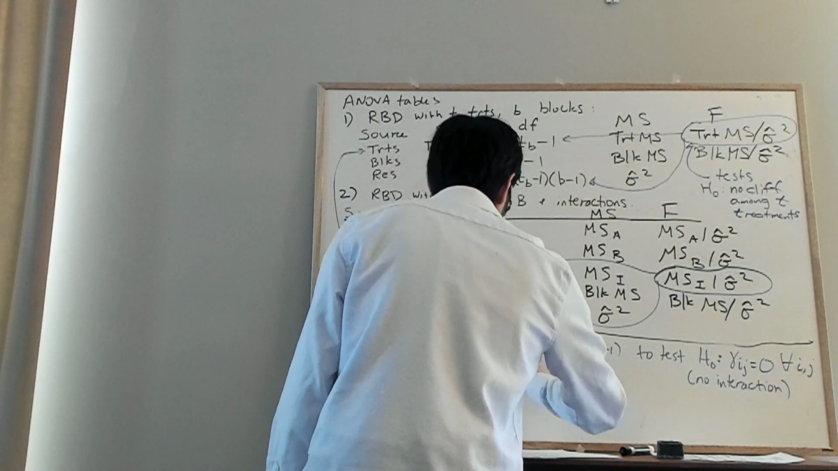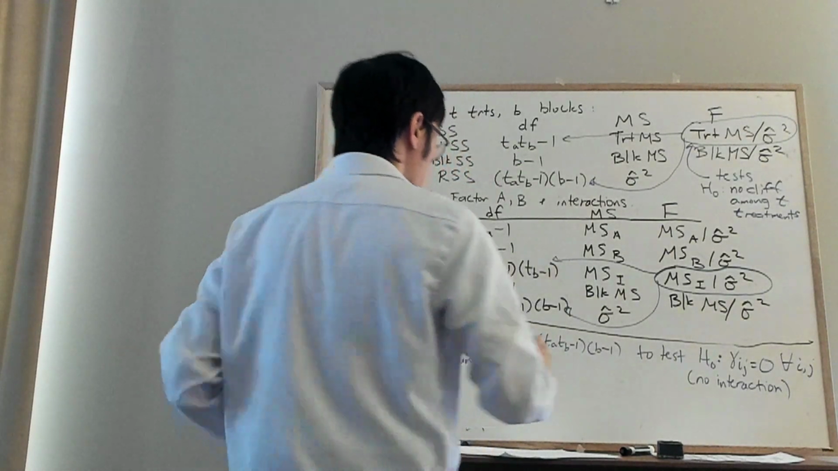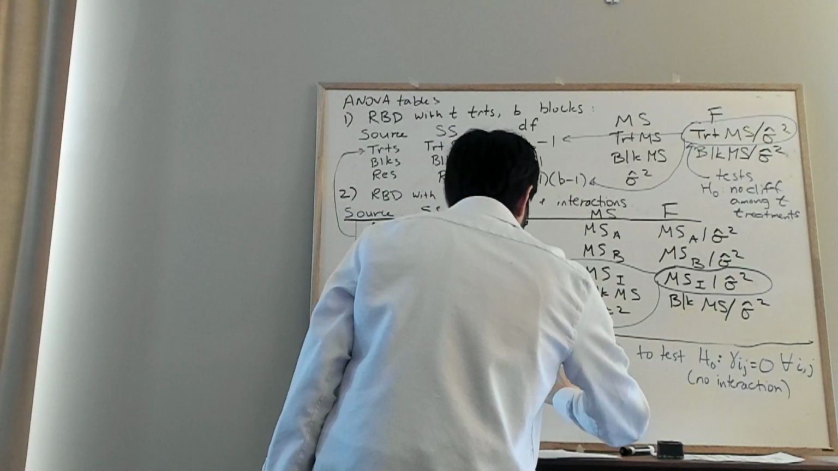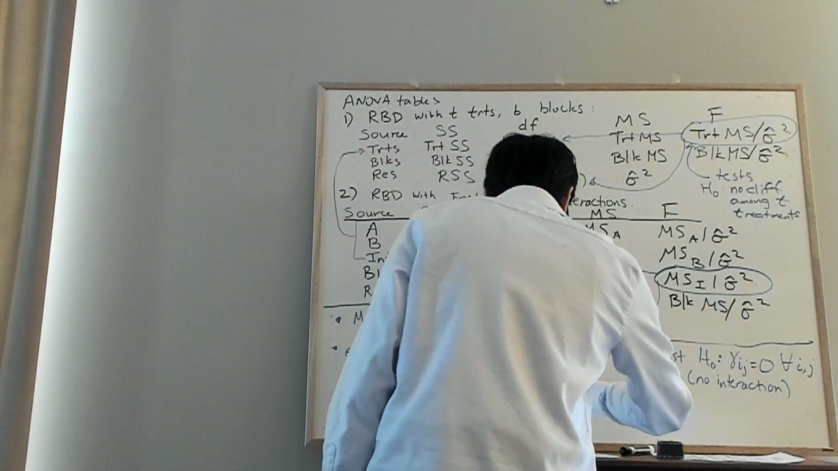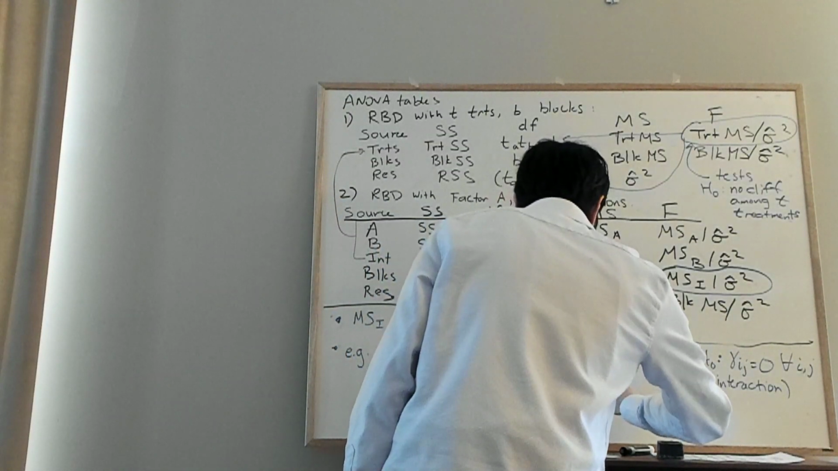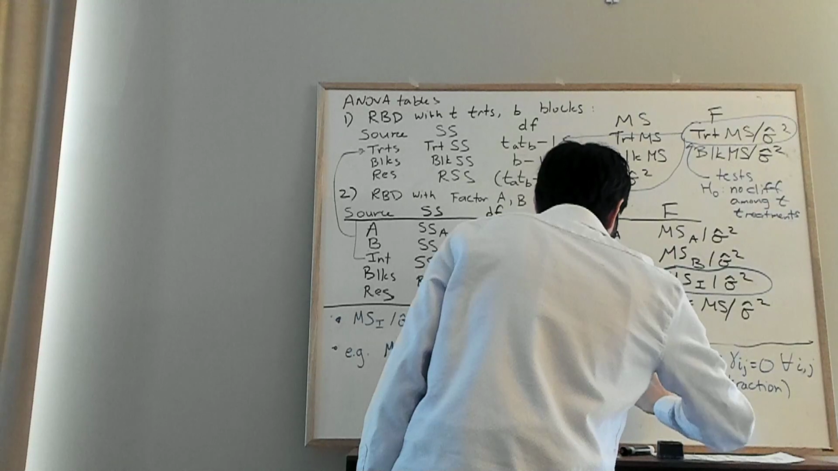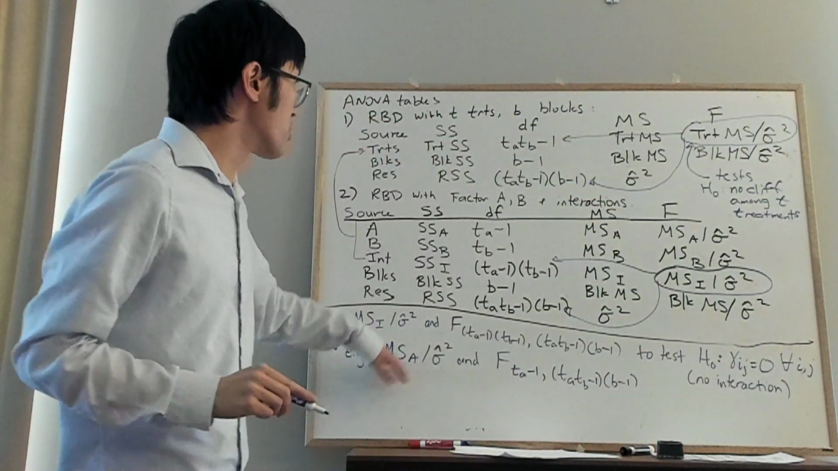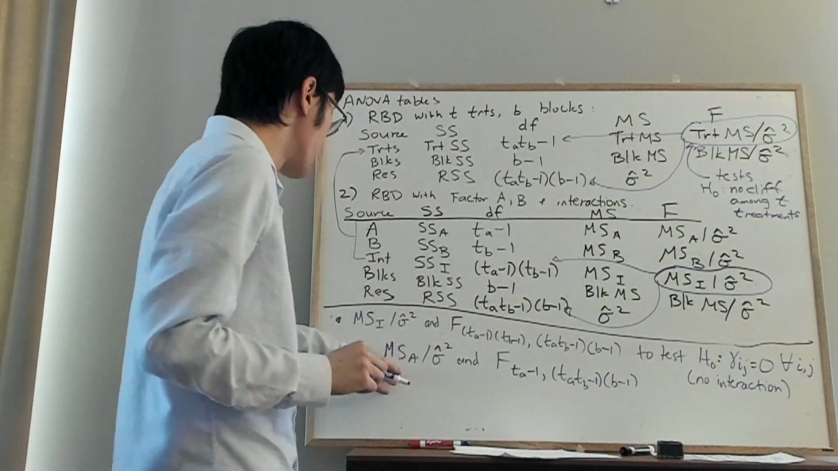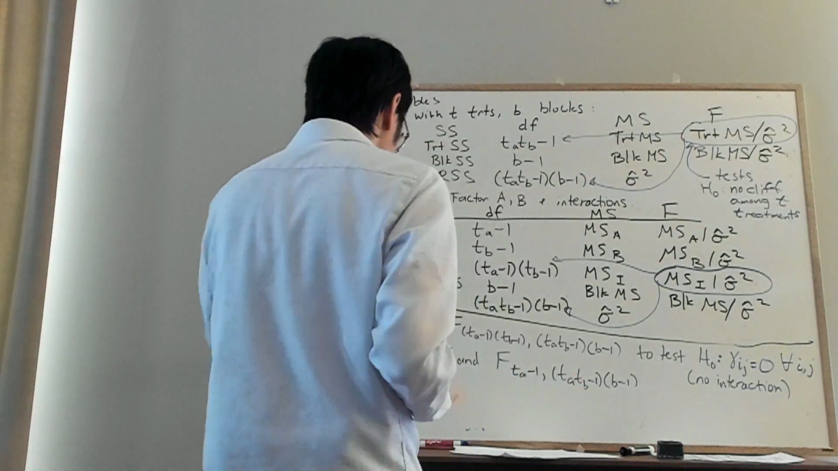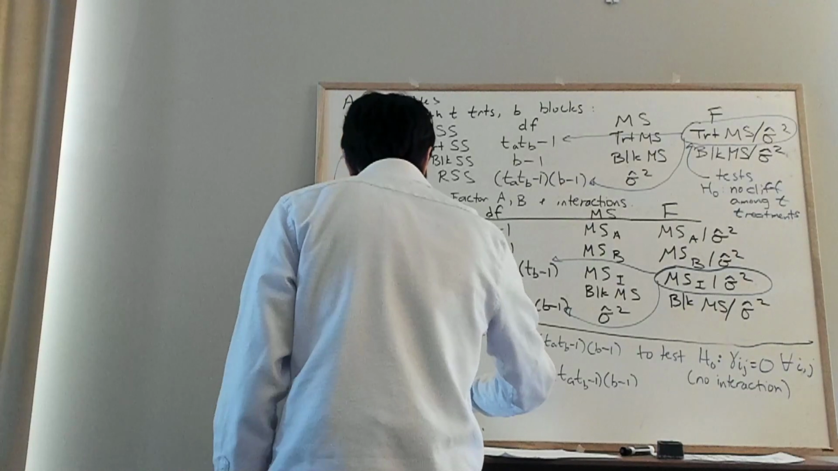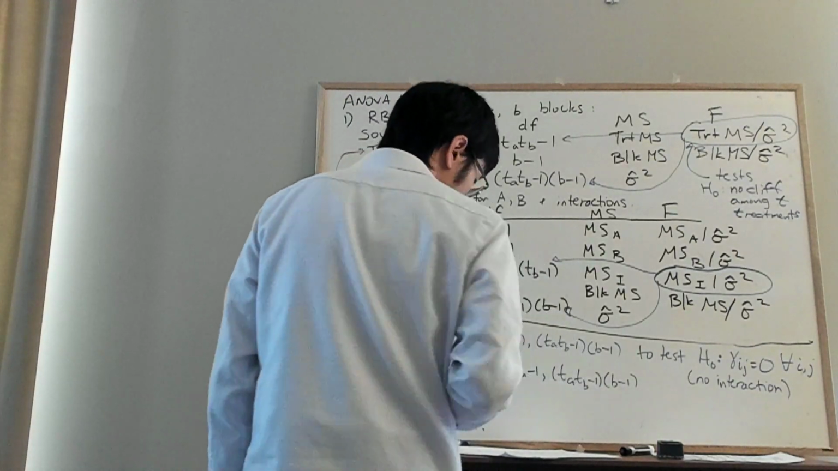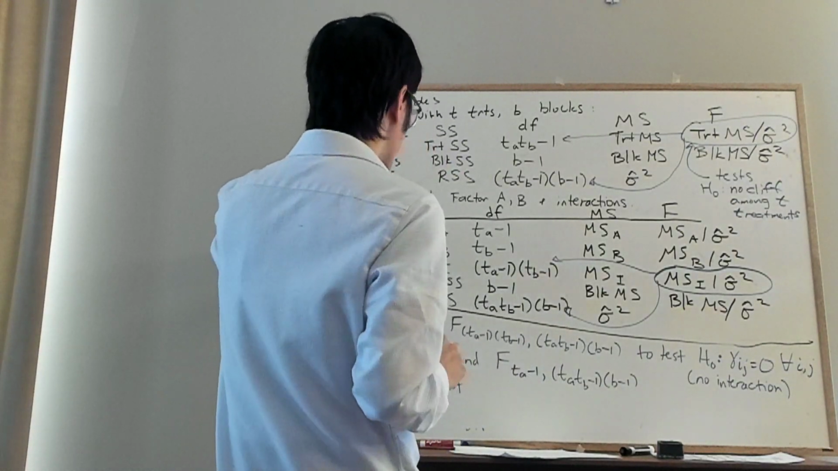So what is that? It's F. The numerator degrees of freedom is now TA minus 1. The denominator is, as always, the residual one, TA TB minus 1. Okay, so we can do that F test, and this is the meaning of it. This F statistic and this F distribution, we can use to test whether there is a significant main effect.